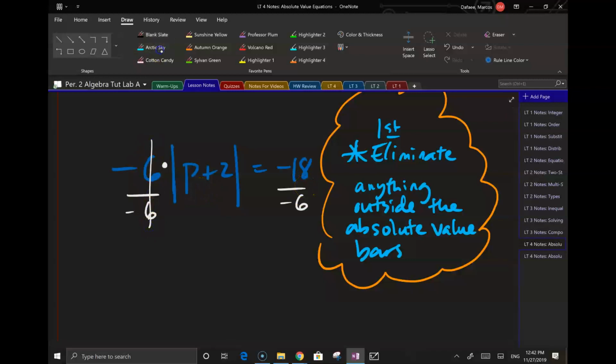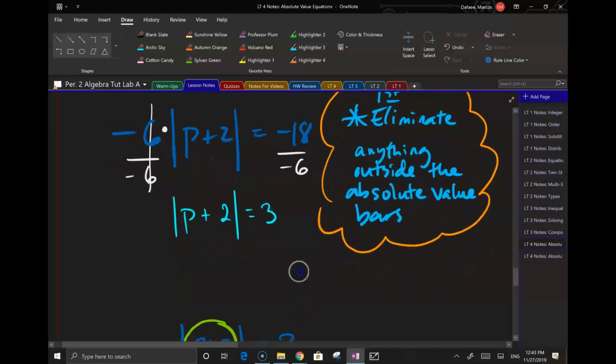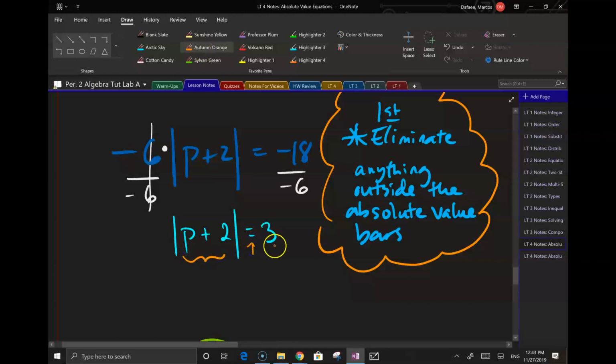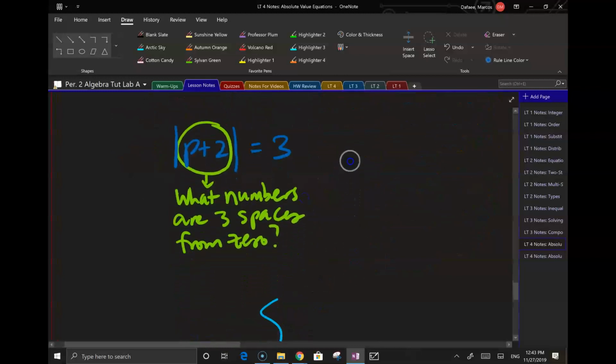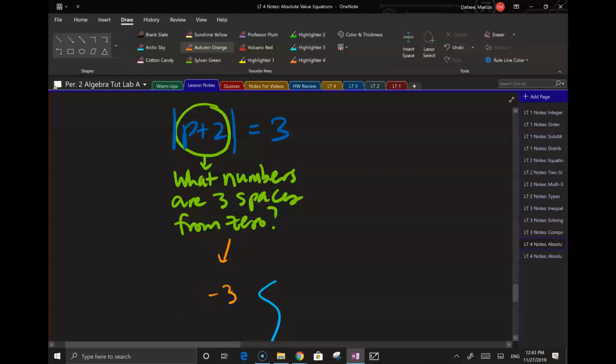So these two eliminate. What I get is this with a positive 3 on the outside. So now that all numbers outside have been eliminated, I can then proceed to the next step, which is to ask, okay, so what number is exactly 3 spaces from 0? And the answer to that, as we saw earlier, is both 3 and negative 3. So what I do then is I split it into 2 parts. The first part will be negative 3, and the second part will be positive 3.